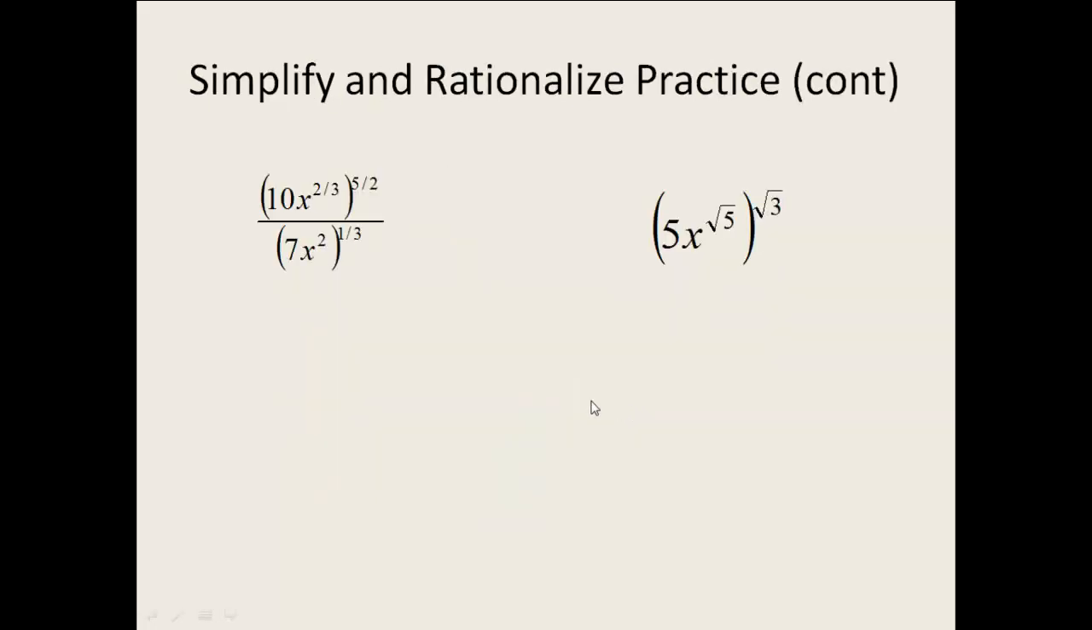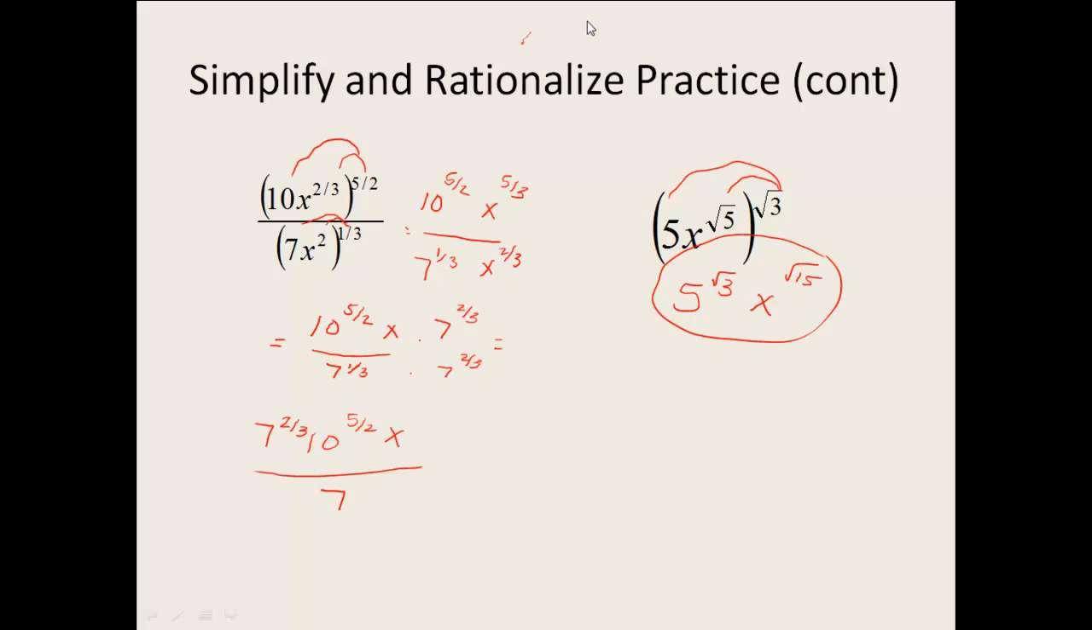Okay, here's 2 more practice problems. Go ahead and pause the video and see what you come up with for these. On the first one, I started off by distributing that 5/2 to everything inside here. So I had 10 to the 5/2 and x to the 5/3, because for a power of a power, we multiplied the exponents. Then I did the same thing on the bottom. I distributed the 1/3 to the 7 and the 1/3 to the x squared. So I had 7 to the 1/3 and x to the 2/3.